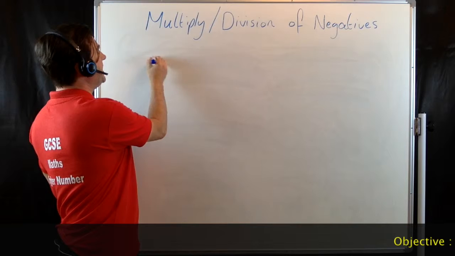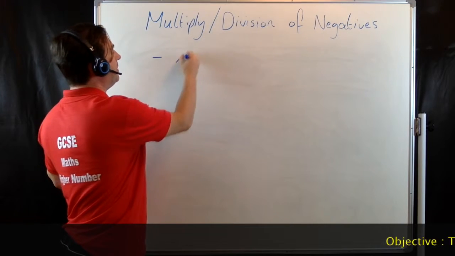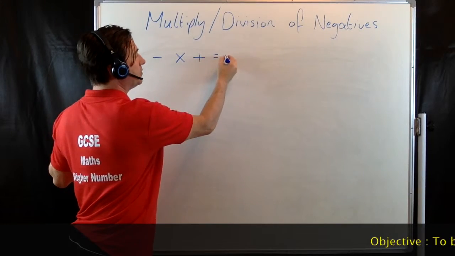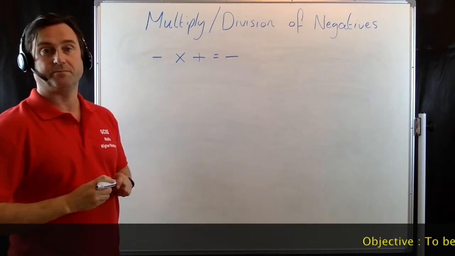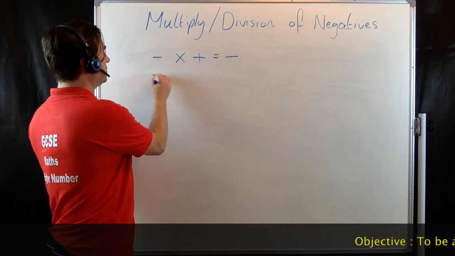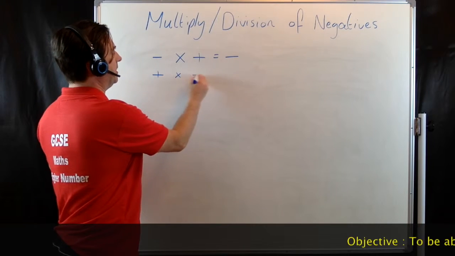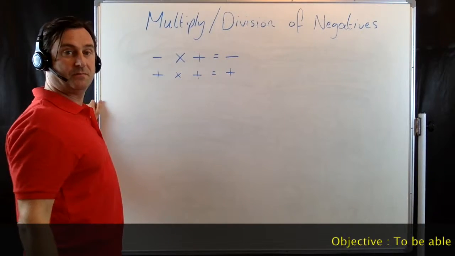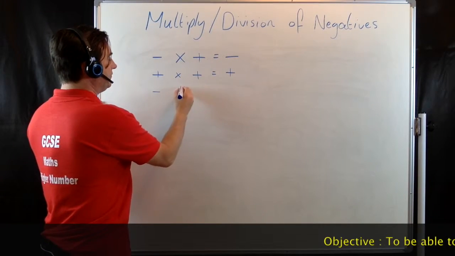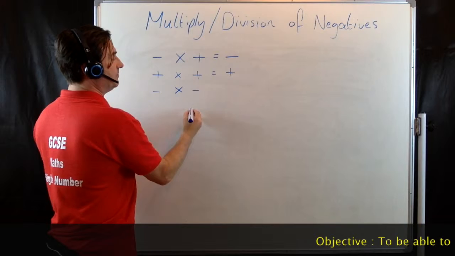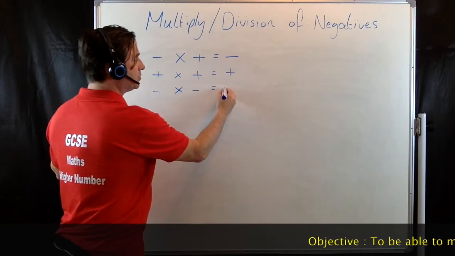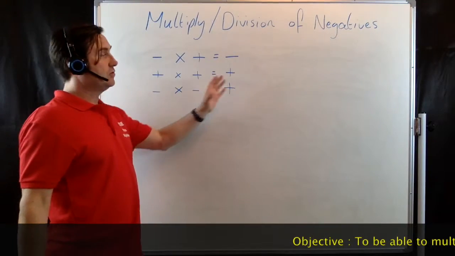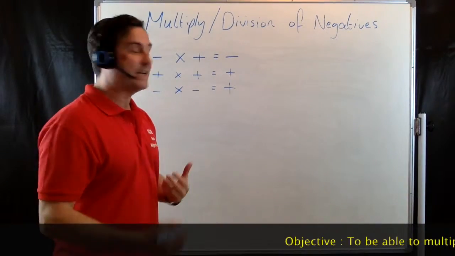If you have got a negative and you're multiplying it by a positive in either order, it will give you a negative answer. If you have got a positive and you're multiplying it by a positive, it will give you a positive answer. If you've got a negative and you're multiplying a negative by a negative, that will also give you a positive answer. Now these rules hold for division as well in exactly the same way.